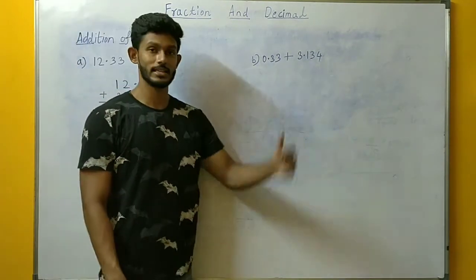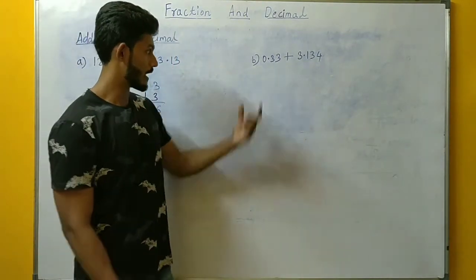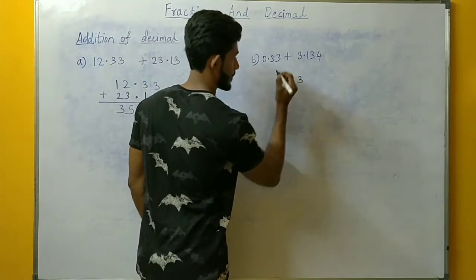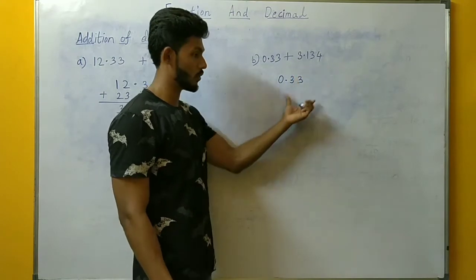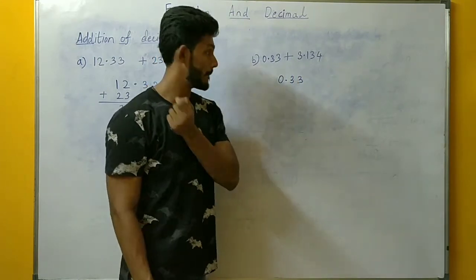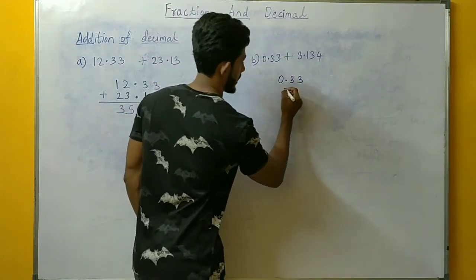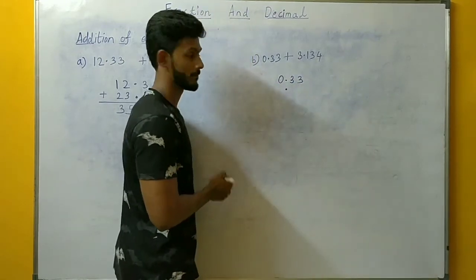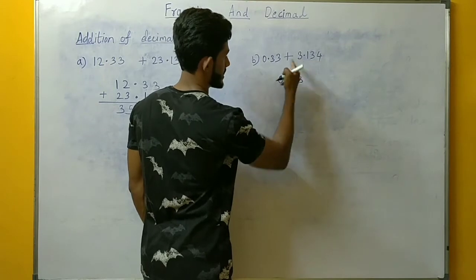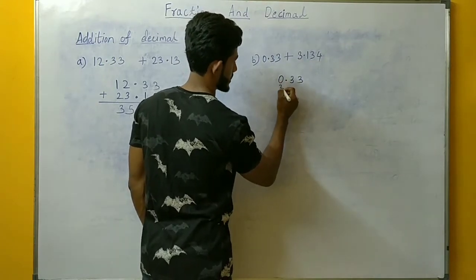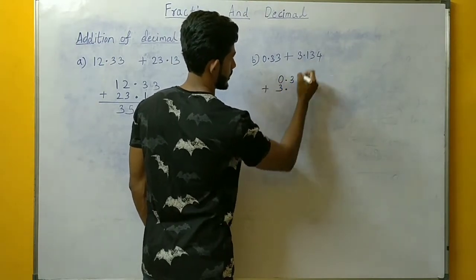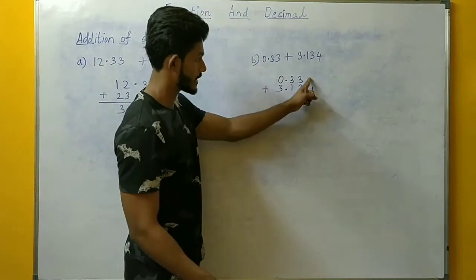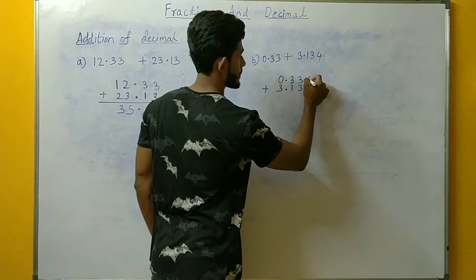Now let's look at this second problem. First I will write this number, that is 0.33, as it is. Now I am going to write this number over here according to their place values. So first I will write the point over here below this decimal point. Now I write this number. This is at the ones place, so under the ones place, then 1, 3, 4. Since there is no number over here, I will take it as 0.